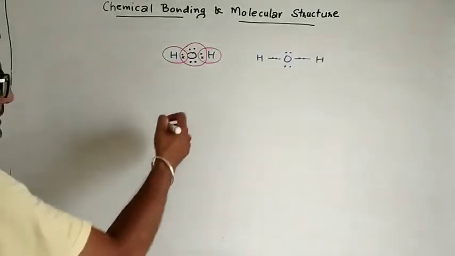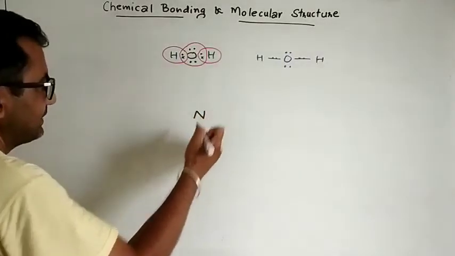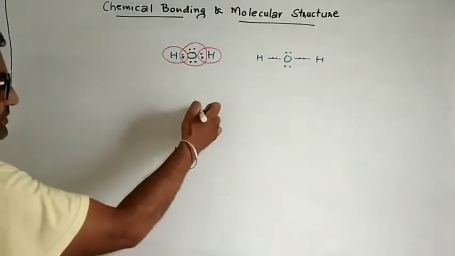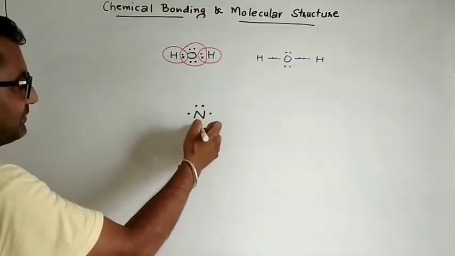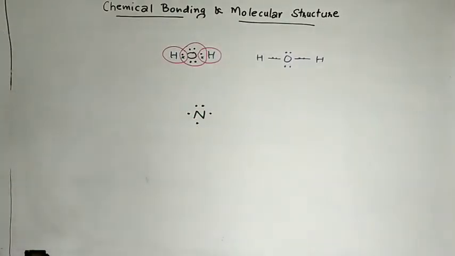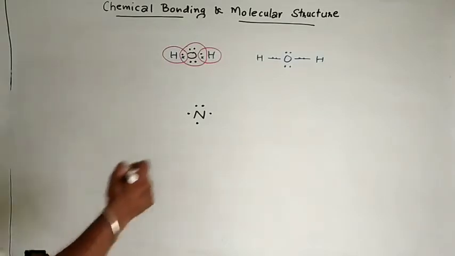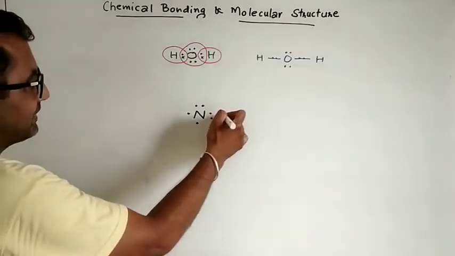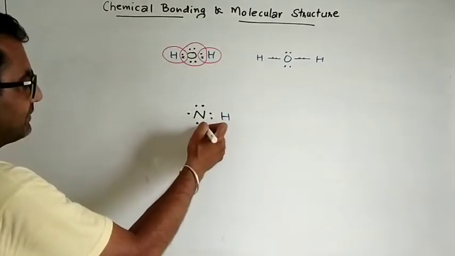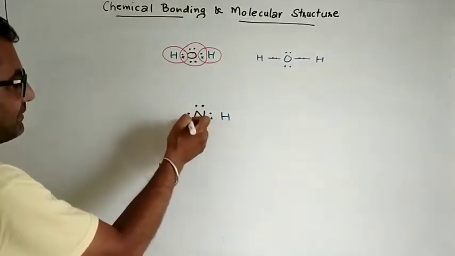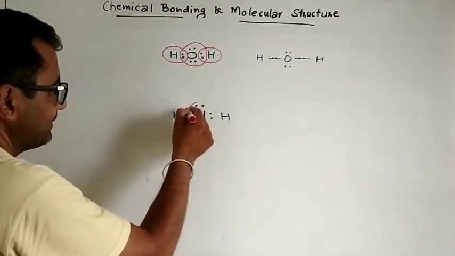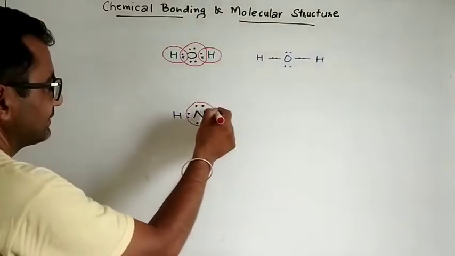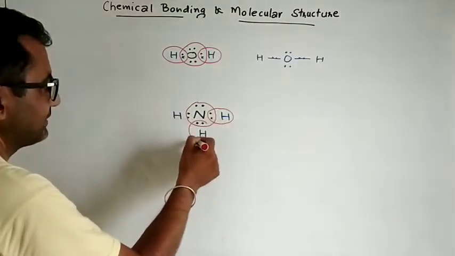Next, if you want to draw ammonia, nitrogen's Lewis dot symbol has 2 electrons as 1 pair, and because its valency is 3, there are 3 unpaired electrons. You want to add 3 hydrogen, so 1 hydrogen will be here, 1 hydrogen here, and 1 hydrogen here. See, nitrogen has 8 electrons in its valence shell, and hydrogen completes its duplet.